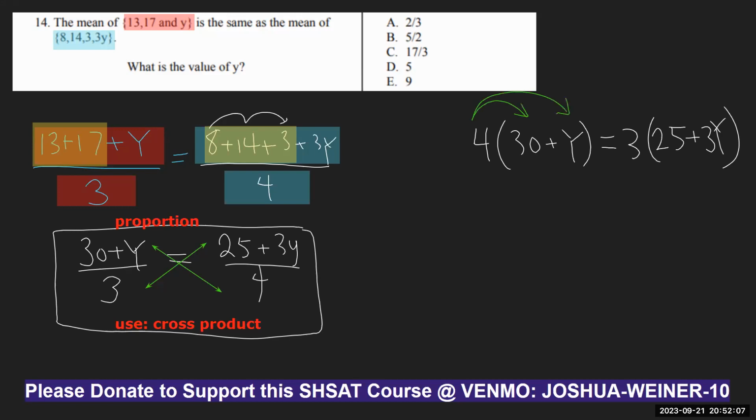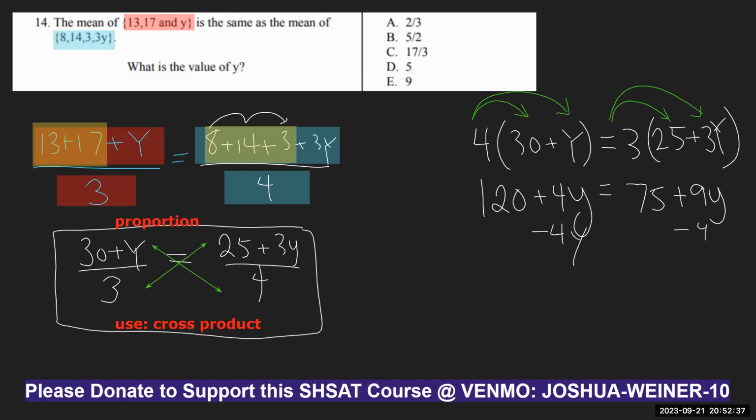We have to distribute in the 4, and for this set, we have to do 3 times that set. So here we go. 4 times 30 is 120 plus 4y. And 3 times 25 is 75, and 3 times 3 is 9y. Then you have to work with your pre-algebra and algebra skills of rebalancing. So let's do minus 4y on the left, minus 4y on the right. And to save lines of paper, the smaller number is 75, so we're going to subtract 75.